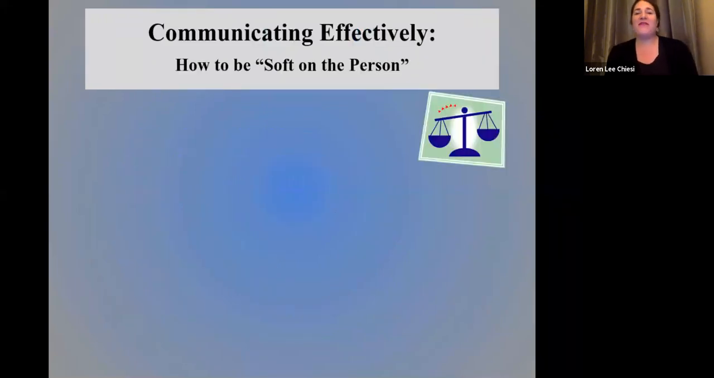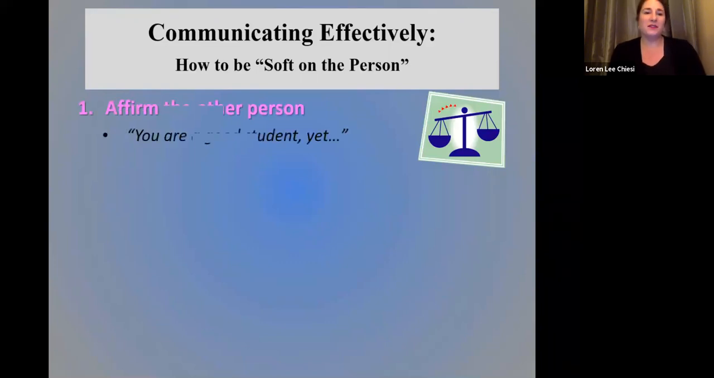So communicating effectively, how to be soft on the person. One of the main themes in the book was the idea of being soft on the person, hard on the issue. And what does that mean?